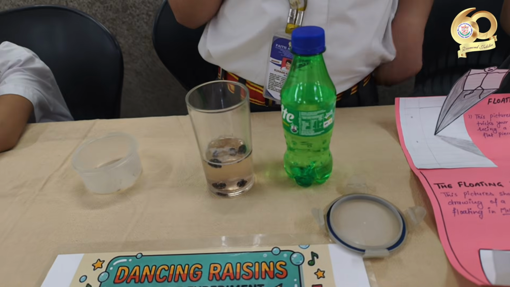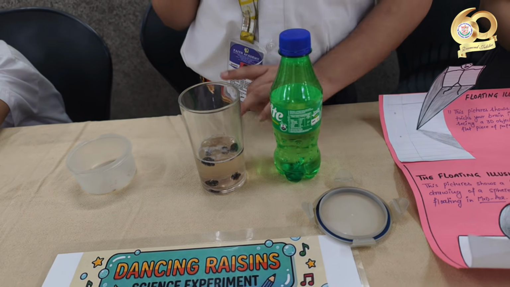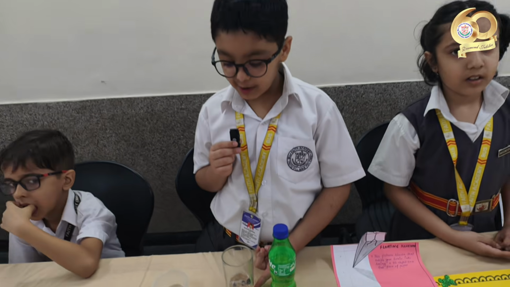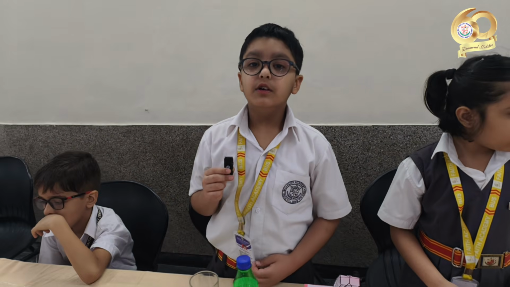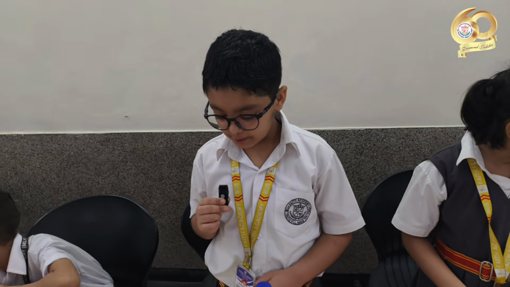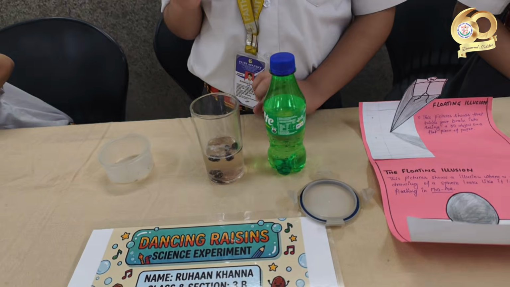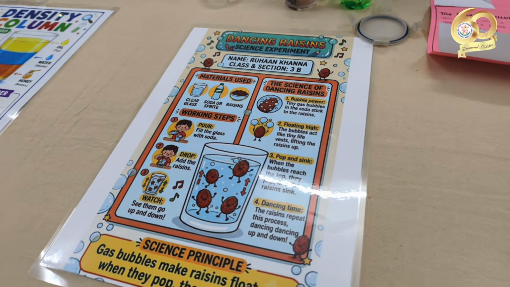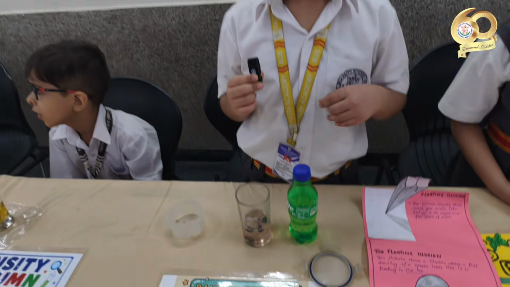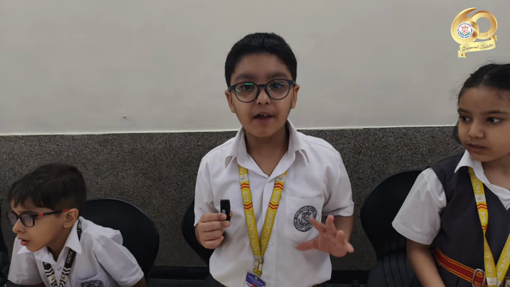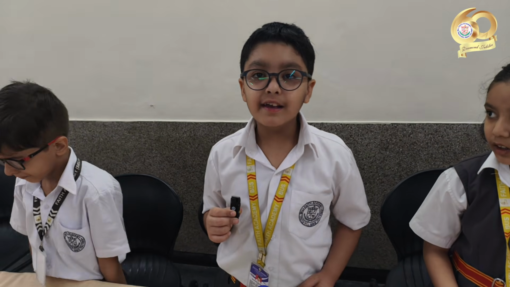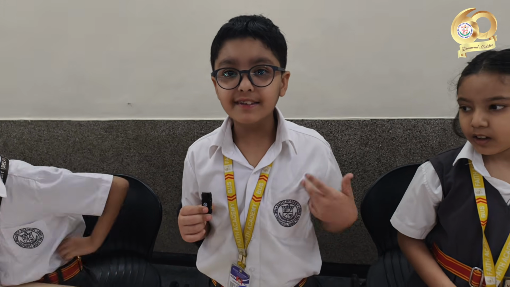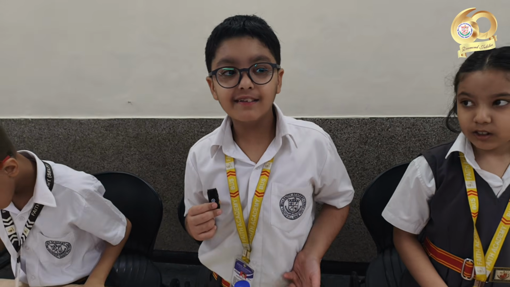First, I pour the soda into the glass, then I drop some raisins in it. After a few seconds, the raisins will start moving up and down. Do you know why this happens? It happens because the soda contains tiny gas bubbles. When bubbles stick to the raisins, it makes them light and they float to the top. When the bubbles burst, they become heavy and sink down. Then again new bubbles stick to them and they float to the top. This happens again and again, as if they are dancing.